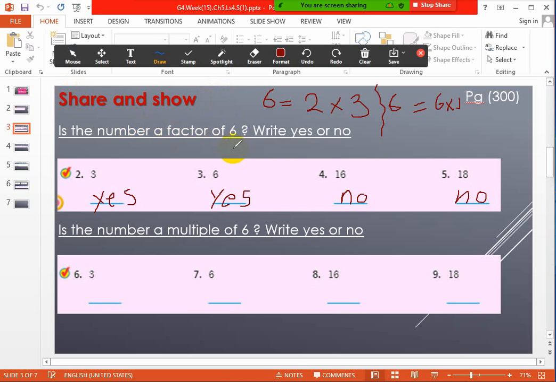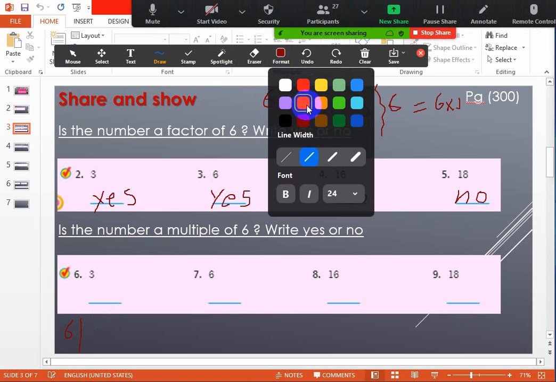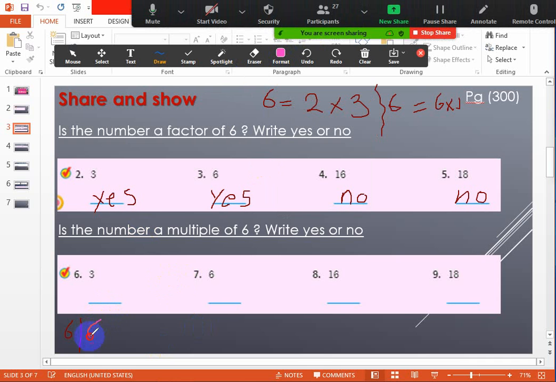Now numbers 6, 7, 8, and 9, girls. Now I will talk about the multiples. I want to find if this number is a multiple of 6. What does that mean? When I want to find the multiples for 6, I have to multiply 6 by a pattern. Start with 1. 6 multiply 1 equals what? 6 multiply 1 equals 6.